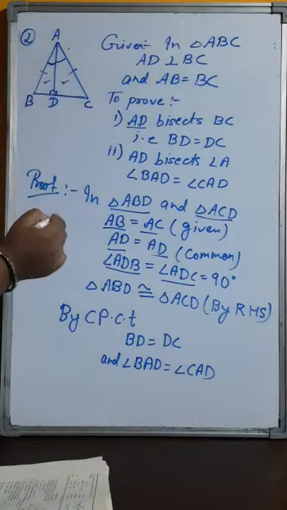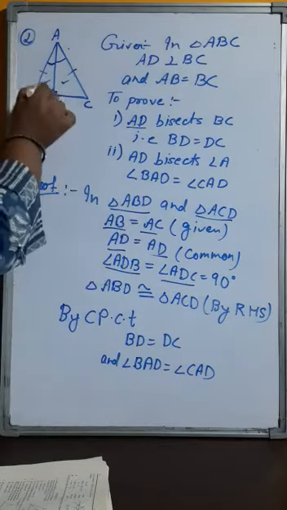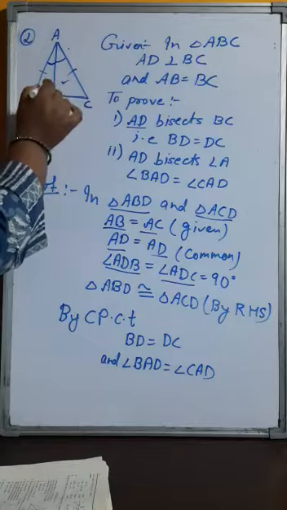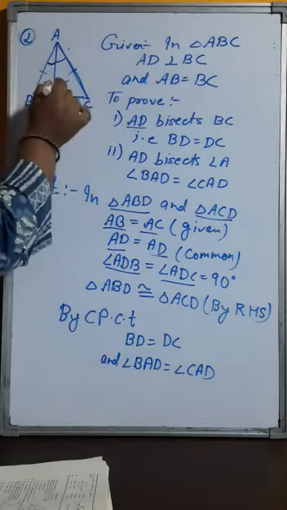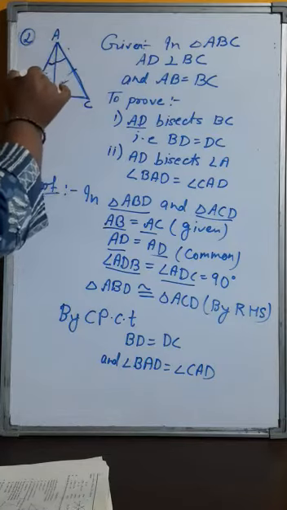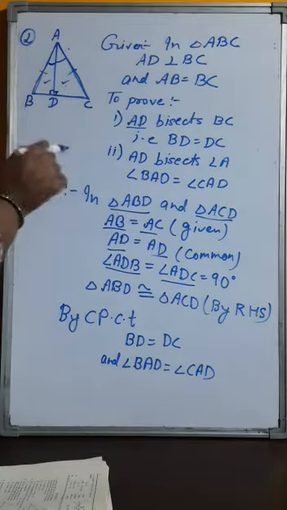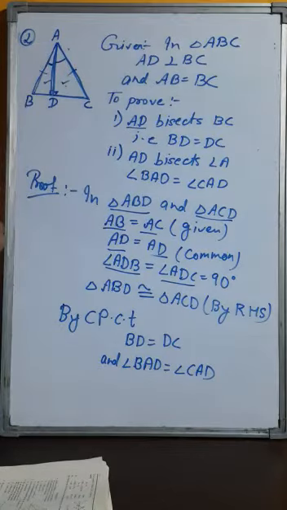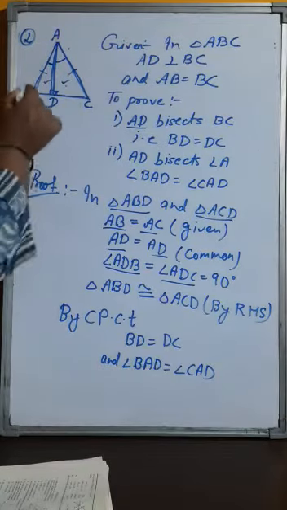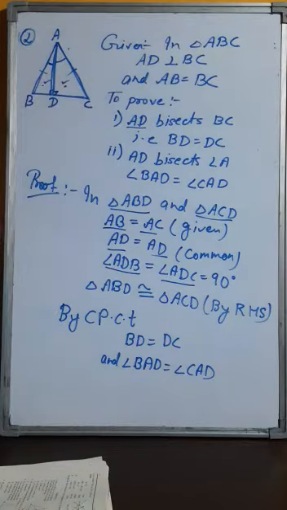So these 2 triangles are congruent. By RHS, we are getting 90 degree. The side opposite to 90 degree, AC, is the hypotenuse for this triangle, and in this triangle AB is the hypotenuse. So the hypotenuse is equal, and one side AD, which is common in both the triangles, is also equal. So these 2 triangles are congruent by RHS.